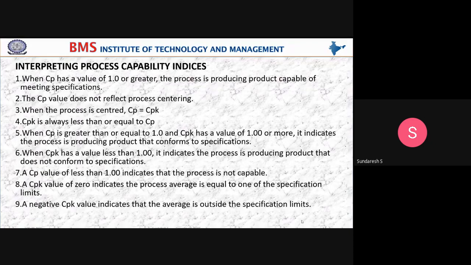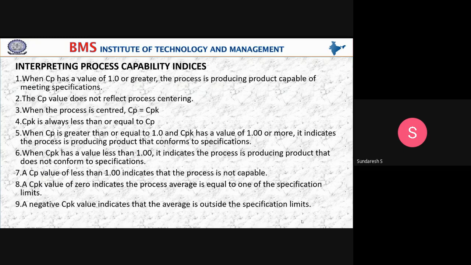The CP value does not reflect process centering, so it does not show whether the process is centered or not. When the process is centered, CP is equal to CPK, as we said in the previous slide. The CPK value is used when the process is not exactly centered. CPK is always less than or equal to CP, and it cannot be more than CP.